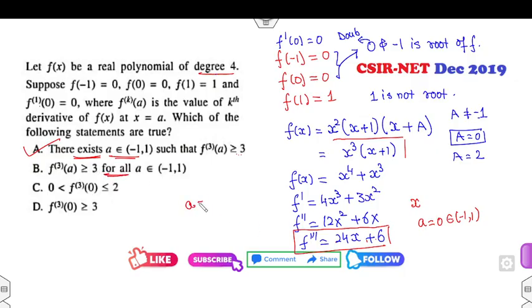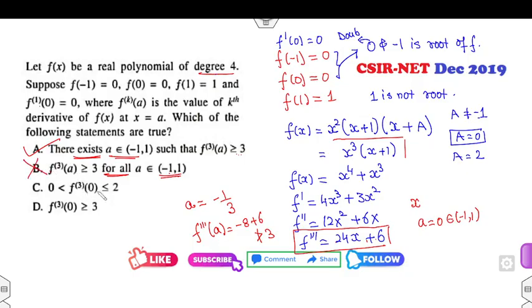Option: the third derivative is greater than 3 for all. That's wrong, because if I choose any number, say minus 1 over 8, or minus 1 over 12, then it will be 4. Now I can change the other number. I can choose, say, minus 1 over 3, which lies between minus 1 to plus 1. Then what is the value of the third derivative at this point? It is minus 8 plus 6, which is not greater than 3. So this option is cancelled.